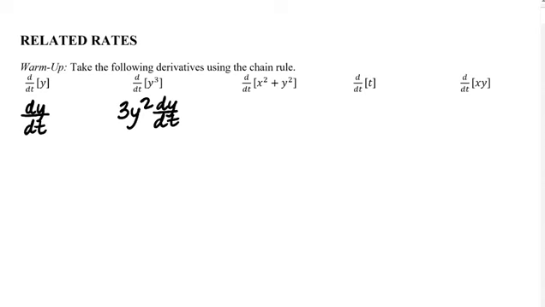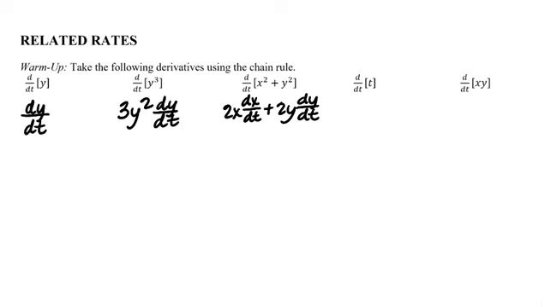Okay, x squared plus y squared. That is definitely something that we're going to be taking the derivative of with respect to time here in a couple minutes. So that's going to be 2x dx dt plus 2y dy dt. The derivative of t with respect to t, well, that's like the derivative of x with respect to x, it's just 1.